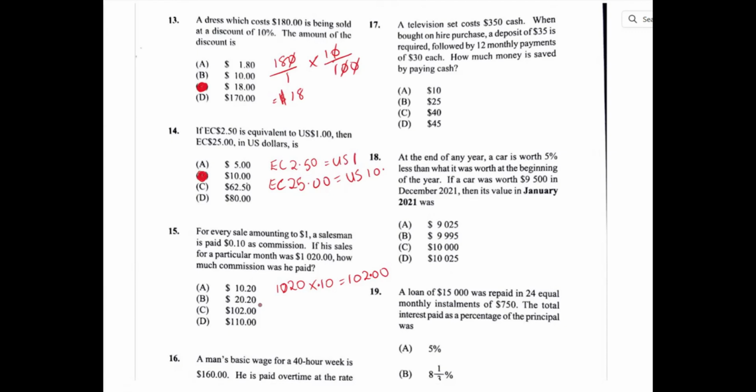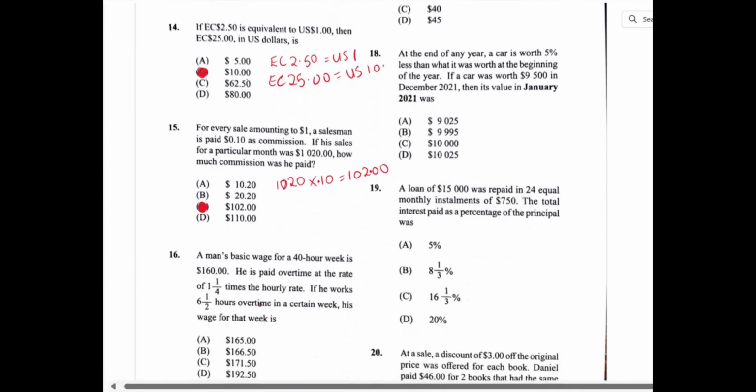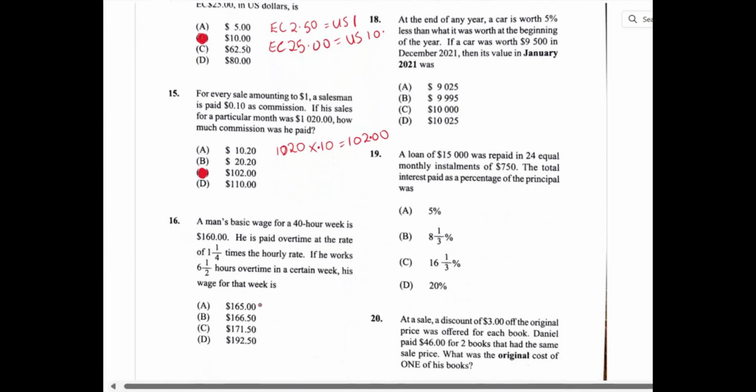We multiply with all the digits first, of course, and then we put back our point. So that's $102. And what is the question? How much commission was he paid? So that is $102. Because the question could go either way. They could either ask how much commission he was paid or how much was his total pay. Again, read the questions properly so you'll know how much work you need to do.